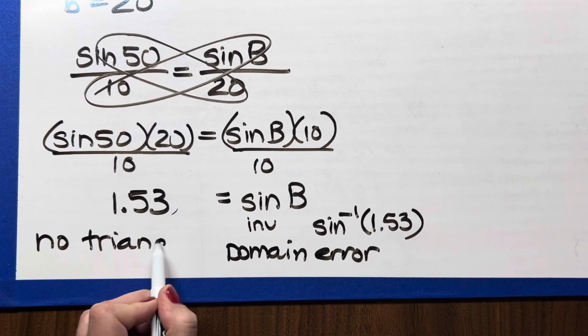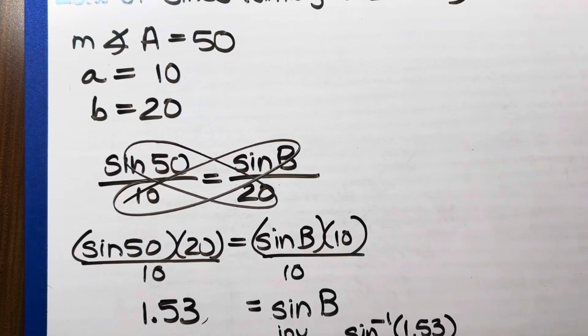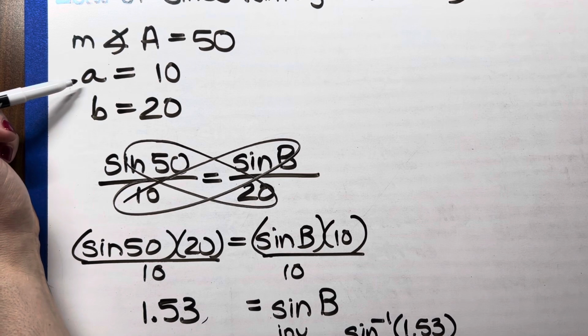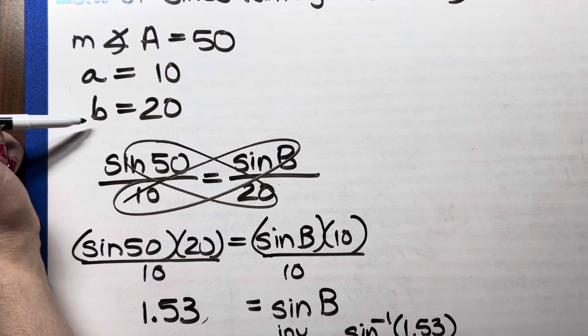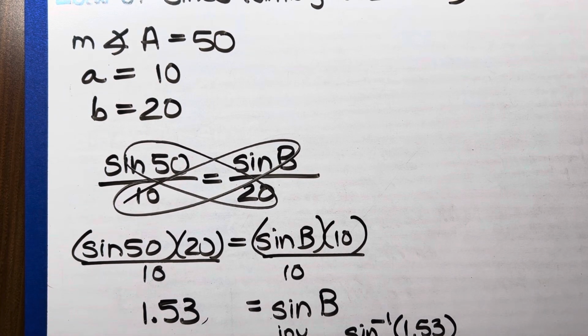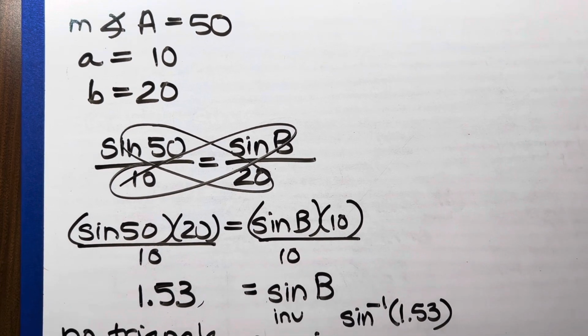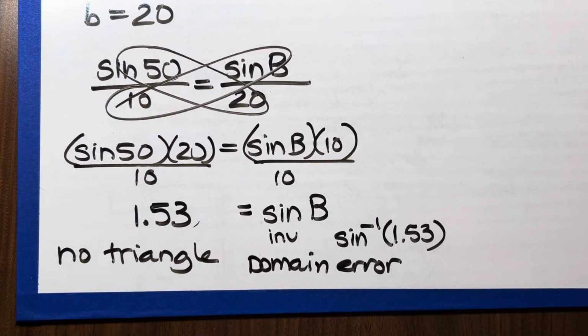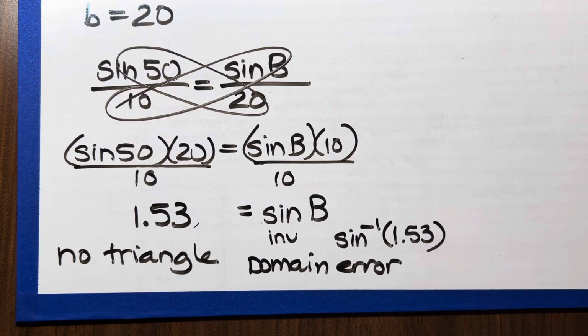We cannot form a triangle that has an angle A of 50, a side A of 10, and a side B of 20, because there is no angle that would work to enclose that triangle. It's not even a triangle. So we stop here, and that's how we do another ambiguous case where we don't get a solution.